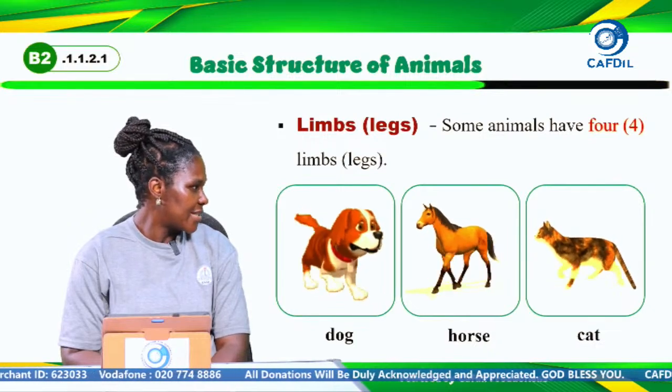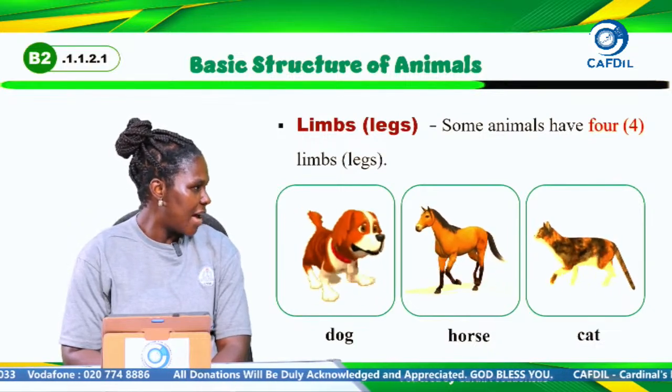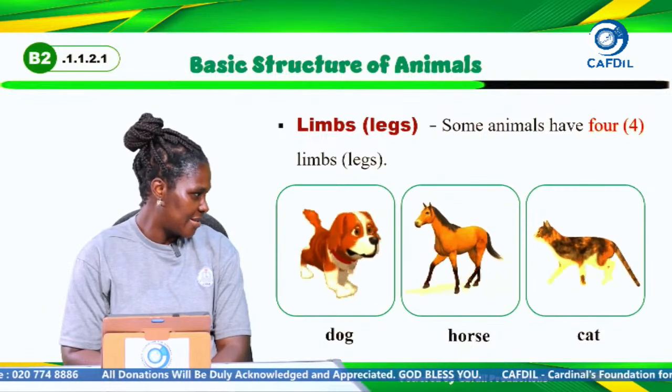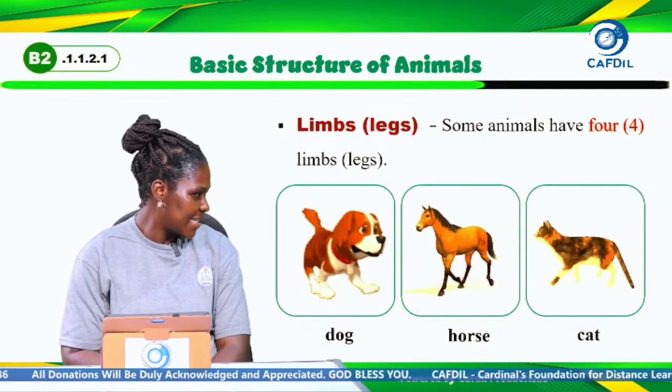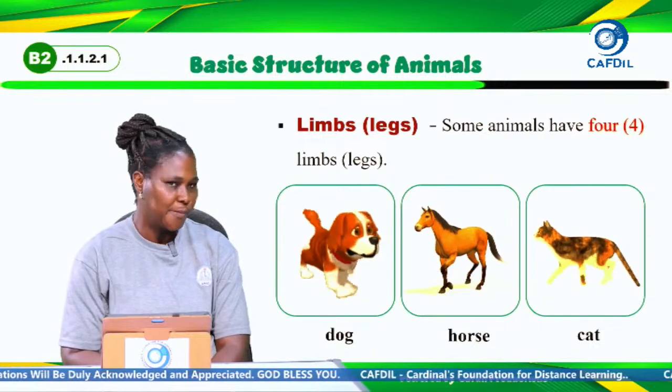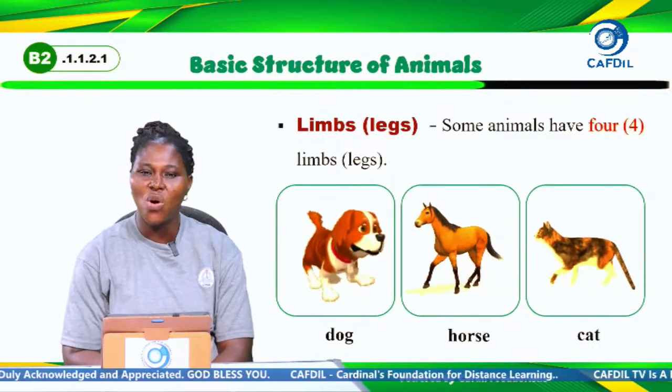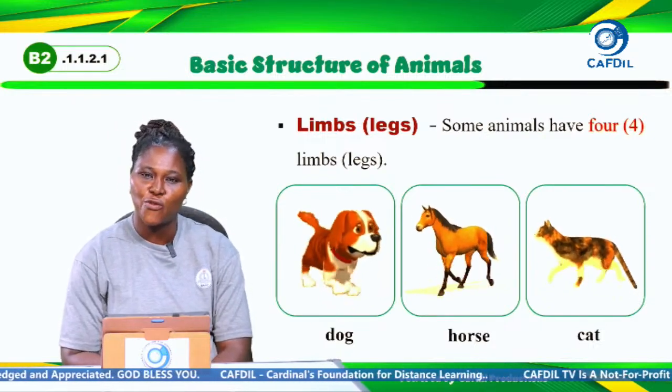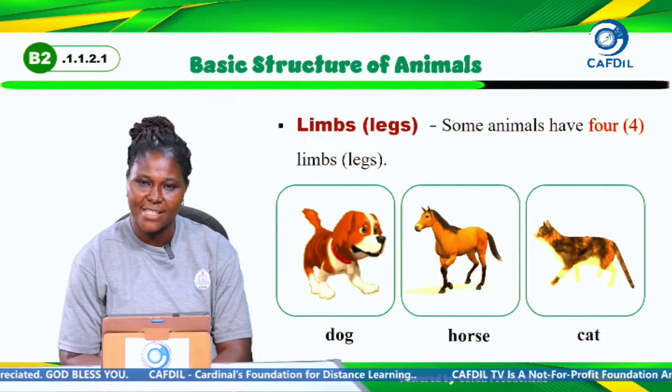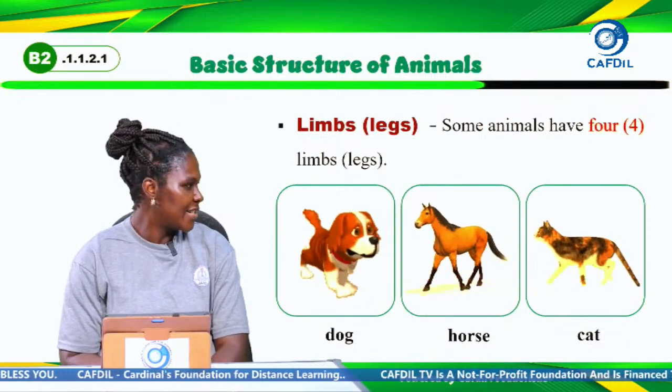Limbs or legs. Some animals have 4 limbs. That is the legs. The dog has got 4. The horse has also got 4. And the cats. Let's look at it.